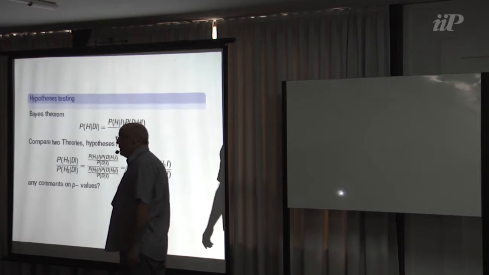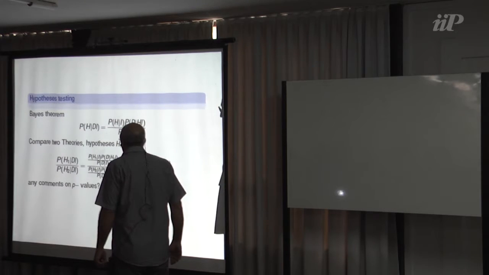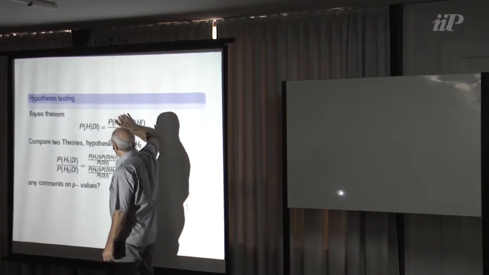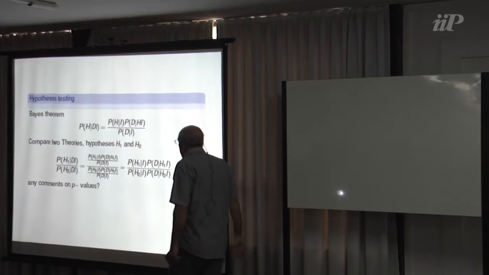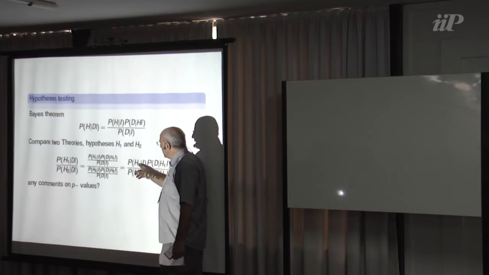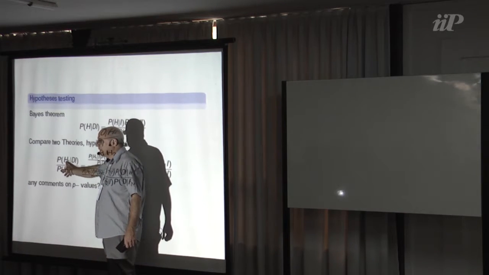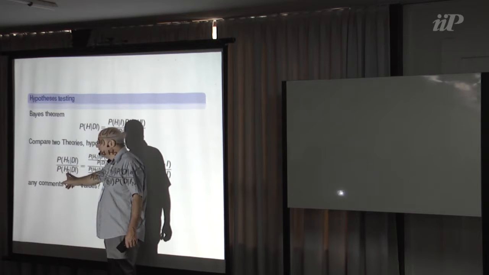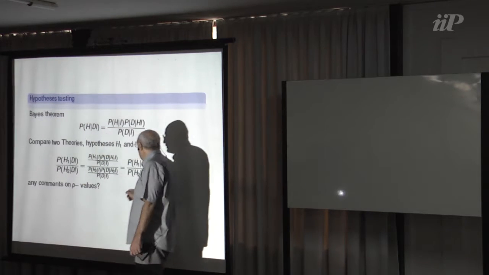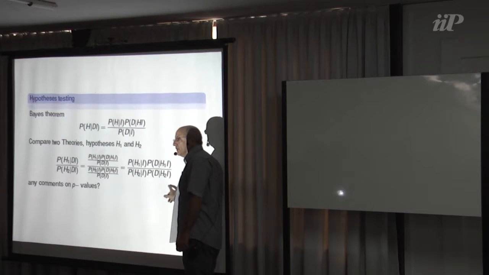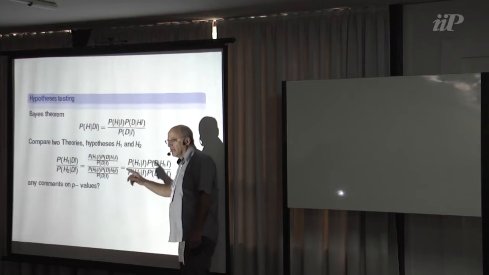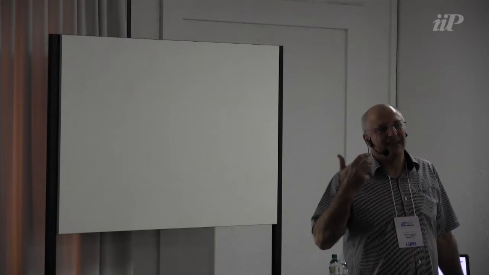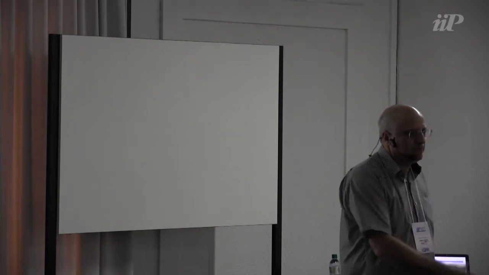Suppose I have competing hypotheses, H1 and H2. I write Bayes' theorem for H1, and I write Bayes' theorem for H2. And I have that the ratio of believing H1 against believing H2, given the same data, is the ratio of the likelihoods times the ratio of the priors. So this would be like a likelihood test if I believed a priori the same for H1 and H2.